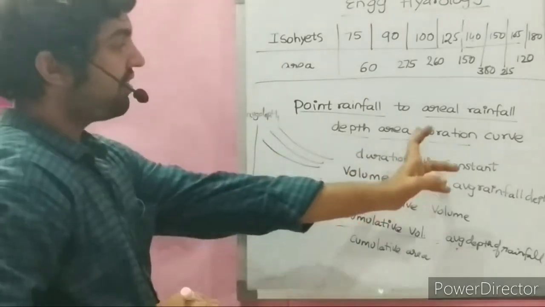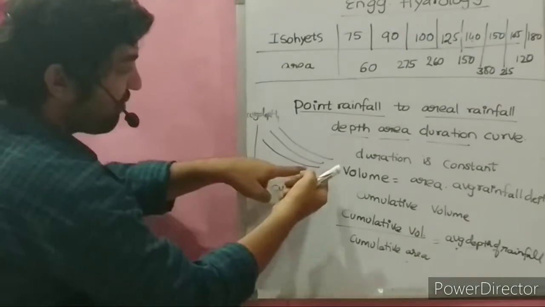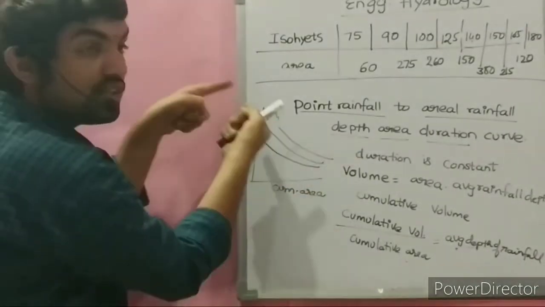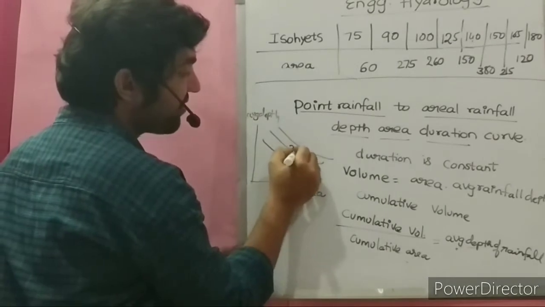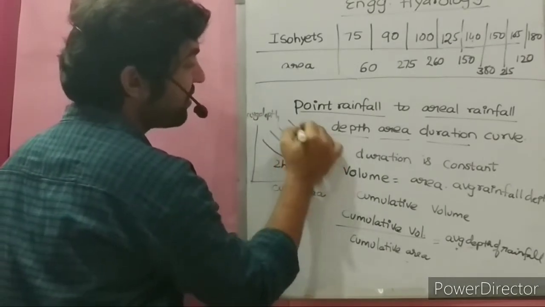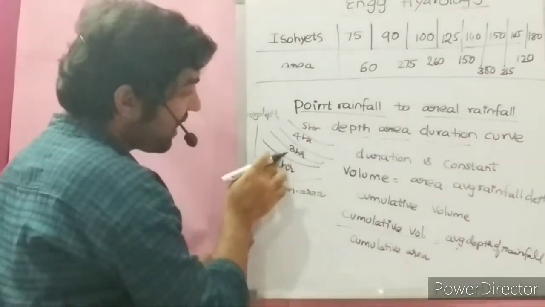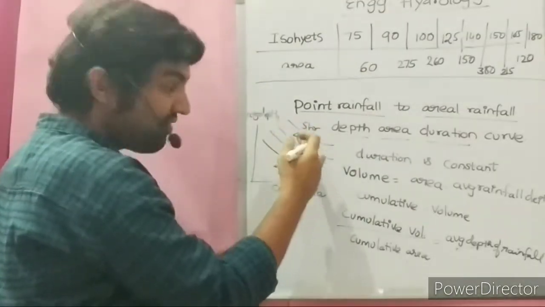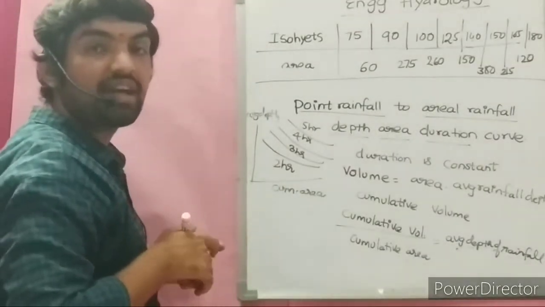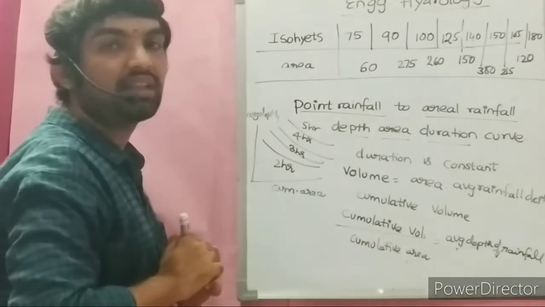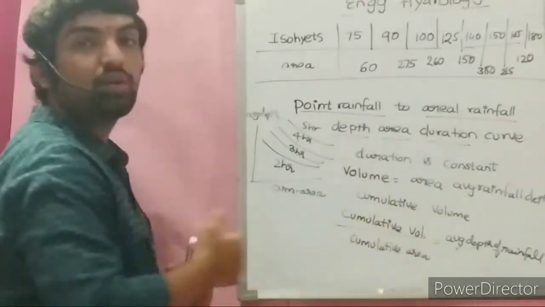Let us say duration is not constant. Then for a given area, the depth of rainfall increases with increase in duration. See, this is for 2 hours, this is for 3 hours, this is for 4 hours, this is for 5 hours. For a given area, the average depth keeps on increasing with increase in duration. Once this was given as an objective question, the depth area duration curve. How do you plot the curve? This is the procedure to plot the curve.